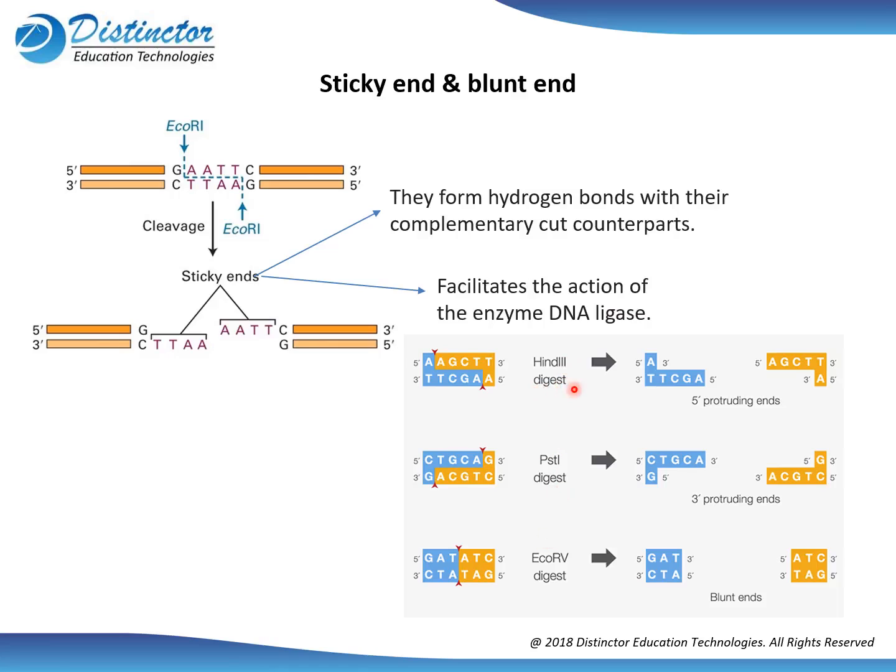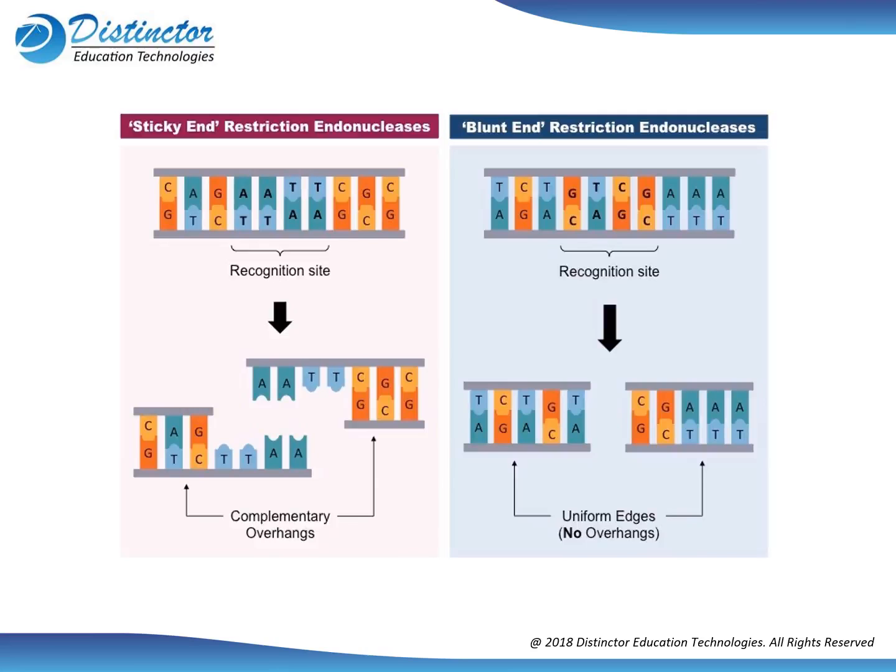Some of the enzymes which produce each type of end are given below. In this you can see HindIII produces a sticky end. PstI produces a sticky end. EcoRV produces a blunt end. This is how the blunt end will be, like two separate pieces, whereas a sticky end has L-shaped pieces of a DNA strand. This is how the sticky end and the blunt end will be. Can you see? This is a sticky end.